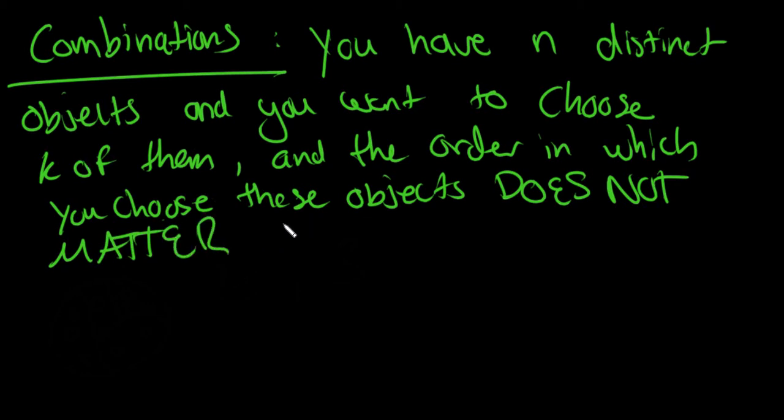And of course, this is without replacement as well. So once you choose an object, you can't choose it again. So you have n objects and you have k spots. So here's your k spots.